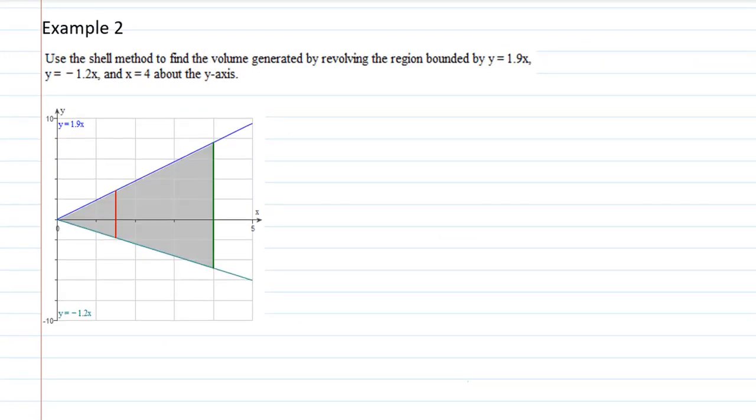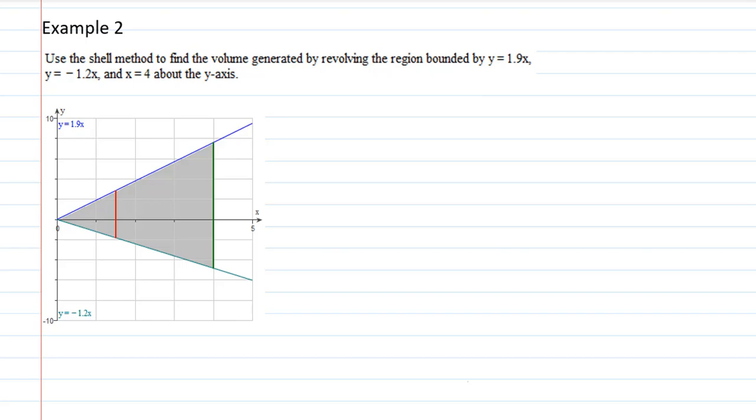Example 2. Now we want to use the shell method to find the volume generated by revolving the region bounded by the line y equals 1.9x, y equals negative 1.2x, and x equals 4 about the x-axis. So I've already graphed this region for you, but on your homework and on your exam, you may not see the graph. You may have to draw the graph.